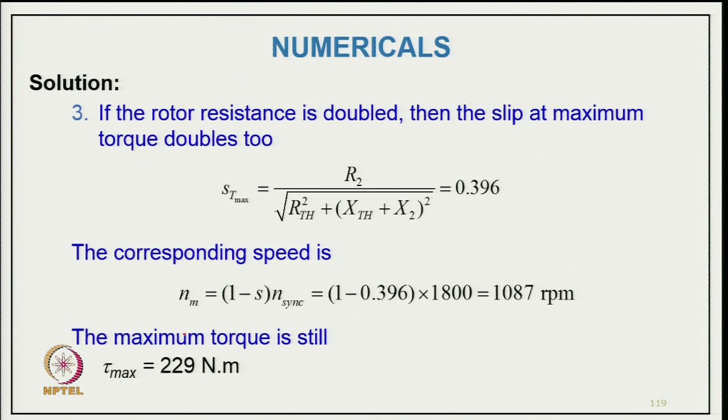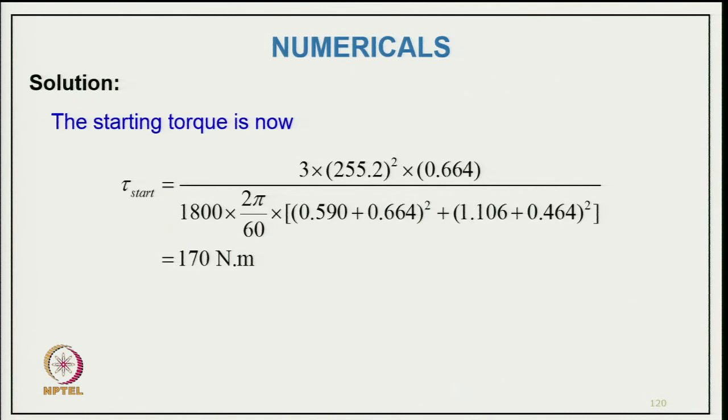Now, if we say the rotor resistance is doubled, the slip for maximum torque, earlier it was 0.198, is now 0.396, and the speed will now correspond to (1 minus S) into synchronous speed. So, it comes to 1084 in place of 1444. The maximum torque will be, putting the value there, 229 Newton meter, and the starting torque, putting the value, comes to 117 Newton meter.